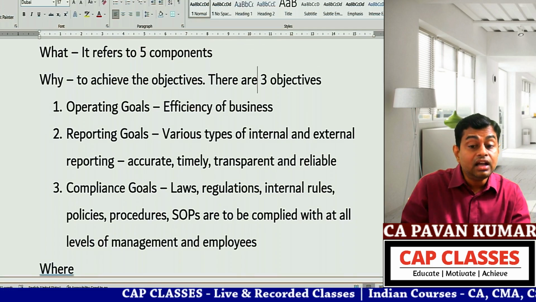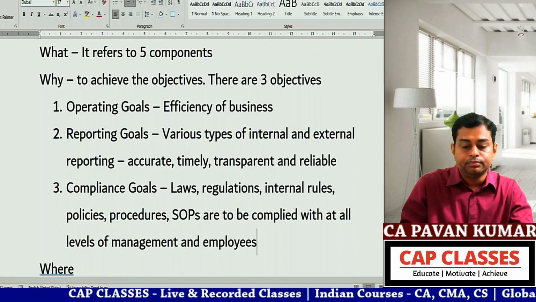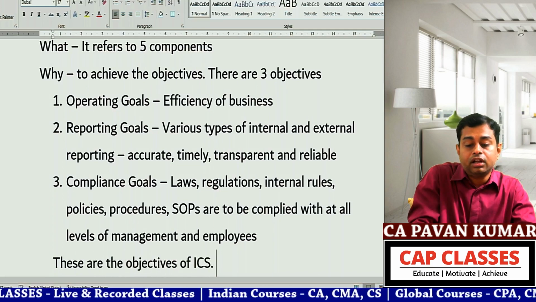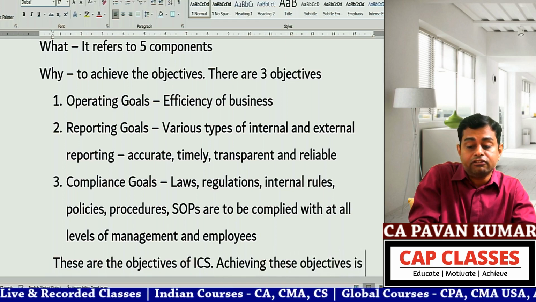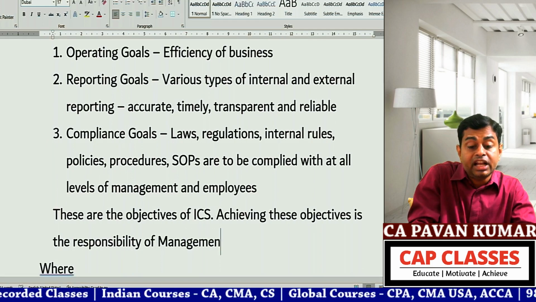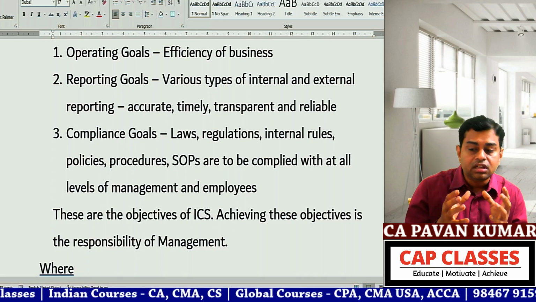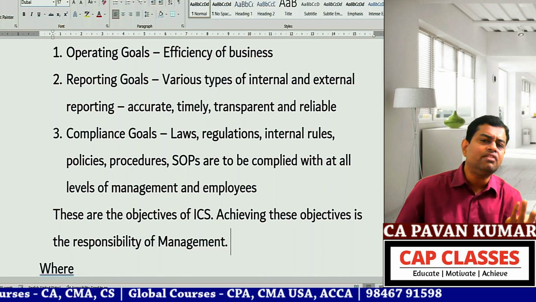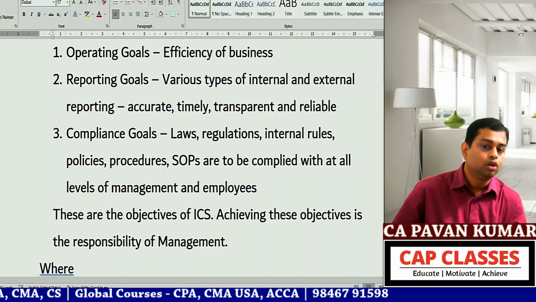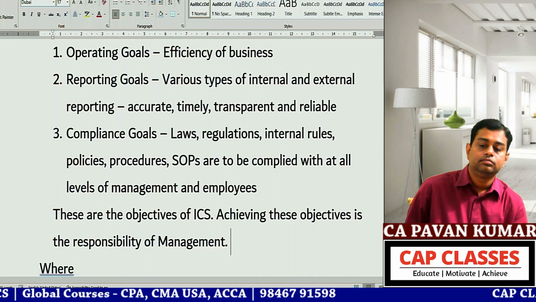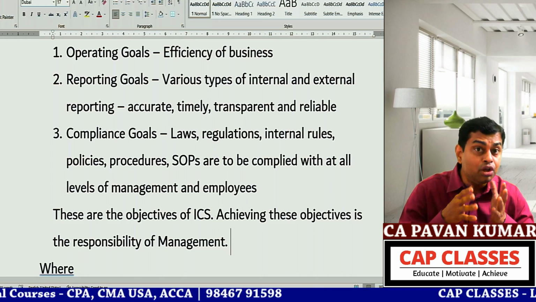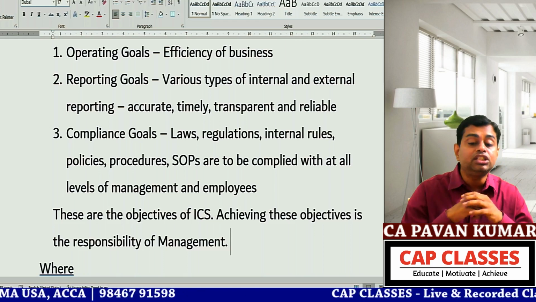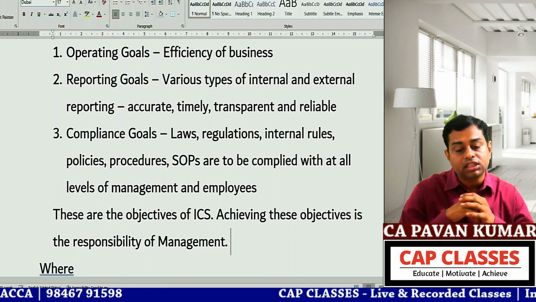So these are the objectives of internal control system. Achieving these objectives is the responsibility of management. So who develops internal controls? There is something called internal control charter. In India, we can call it internal control manual. Globally, they call it internal control charter. That will be developed at the board of directors level. Then that will be given to management to comply with. Management is responsible to achieve these objectives and comply with the internal control system.